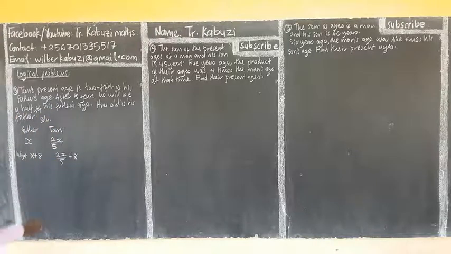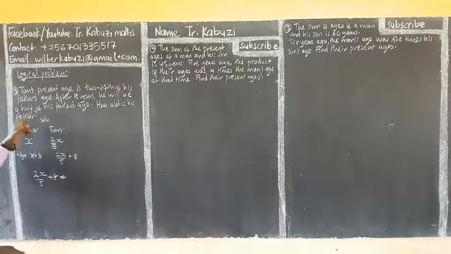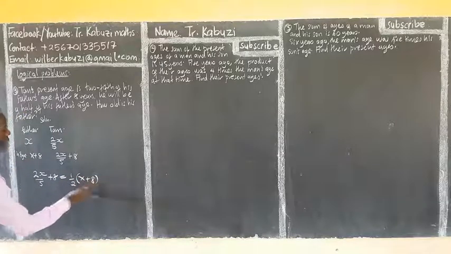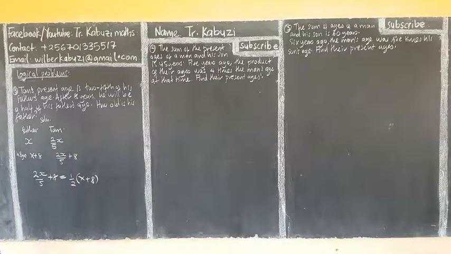So it means that now this man, 2x over 5 plus 8, will be half of his father's age, which is x plus 8. As simple as that. Now the rest is to simplify and solve.